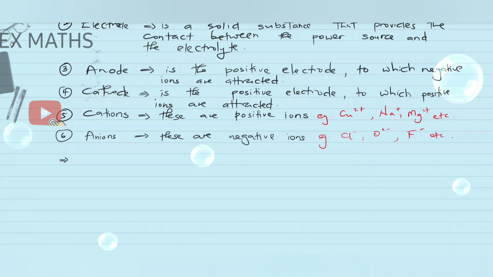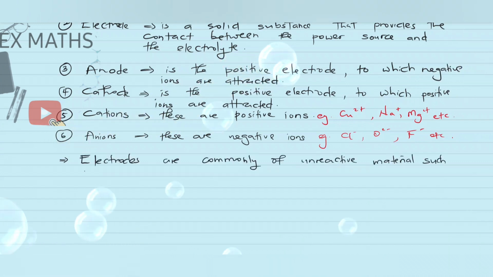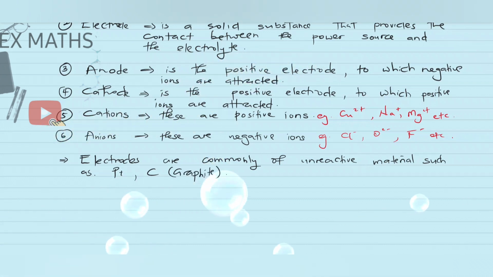Electrodes are commonly made of unreactive material such as platinum, carbon. The carbon used is in form of graphite. Electrodes that are made of unreactive material are called inert electrodes, and we can define them as the electrodes that do not participate in the chemical processes in the electrochemical cell.